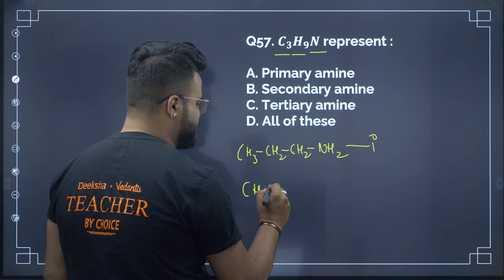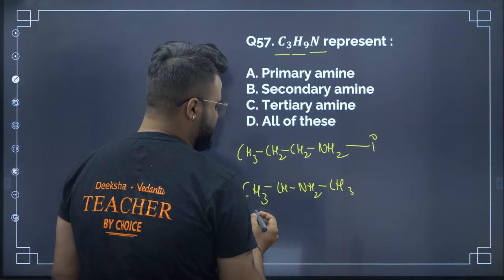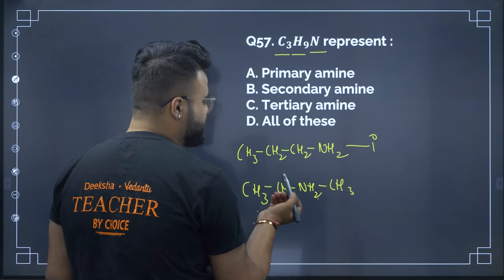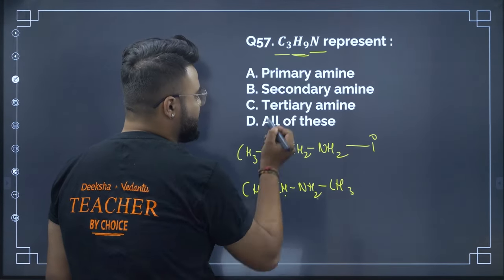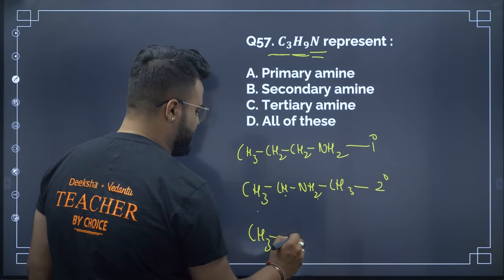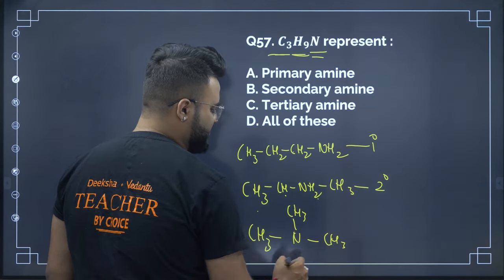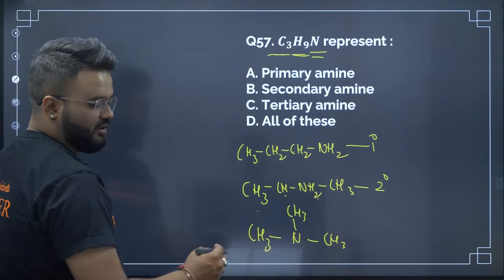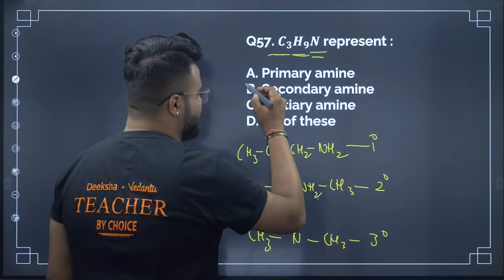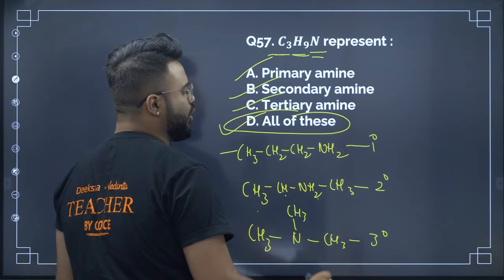Then secondary amine, CH3, CH, NH2, therefore CH3. So here it is 3 plus 3, 6, 6 plus 2, 8, 8 plus 1 is 9 again. And C3 are there, 1 H is there, this is your secondary amine. Therefore, CH3, N, CH3, therefore CH3. Find out this C3 and H9, it is there, therefore it is tertiary. Therefore, it can represent primary, secondary and tertiary amine also. Therefore, it is all of this.